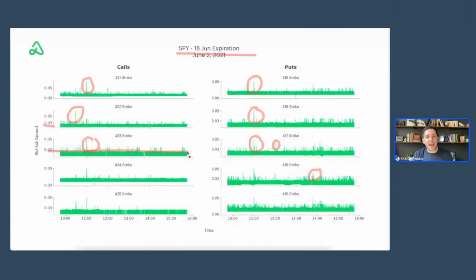So in this case, the bid-ask spread goes really, really wide and then it contracts. And then it goes wide and then it contracts. What we want to do is ignore these really wide days, these wide days.